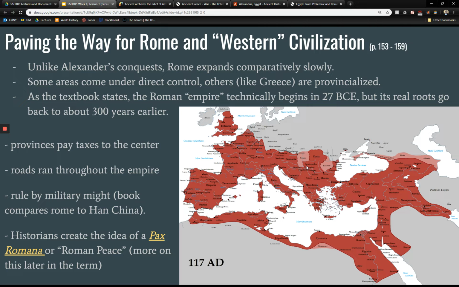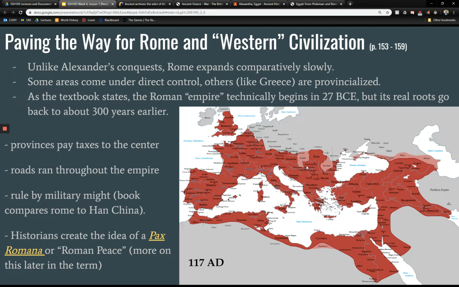And although Rome really blows up and then starts to shrink after 117, even though it's shrinking, the places Rome had influenced remain more significantly linked to Roman culture, Roman civilization, than in previous empires, both Persian and Greek.